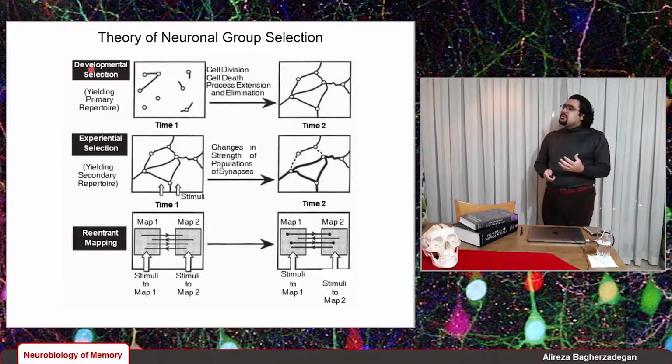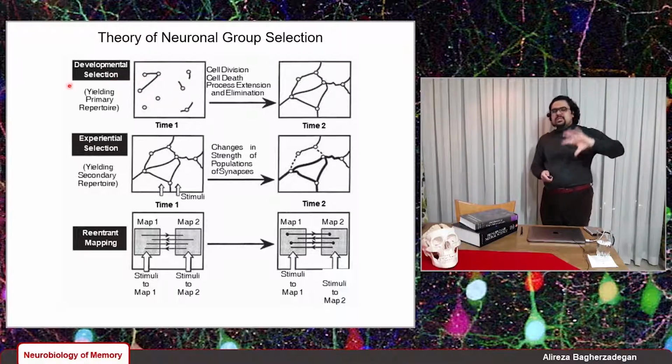So I told you that, according to Professor Gerald Edelman, we have two types of selection. We have developmental selection, and of course, as its name suggests, developmental selection happens during development. You can see that these neurons at time 1, some of them are connected to each other, but some of them are not. They are actually going to connect to each other and form new connections, and some of the connections are going to be deleted by natural processes during development.